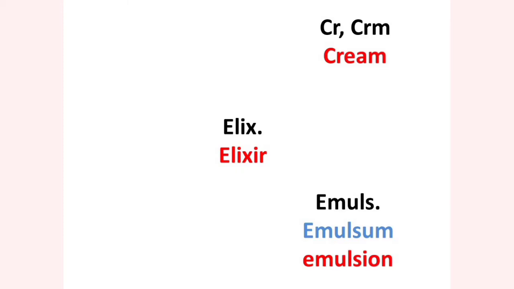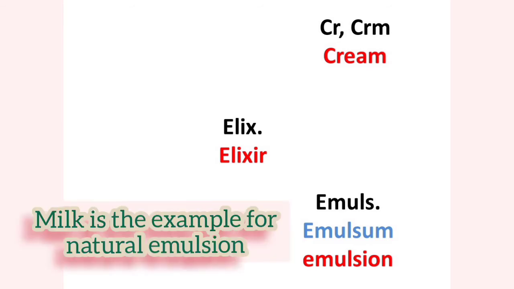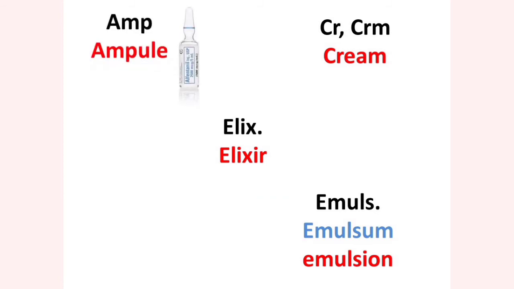Now you can see CR or CRM for cream, ELIX for elixir, EMULS for emulsion. In Latin it is known as emulsum, and in English it is emulsion. Emulsion is the mixture of oil and water by the use of an appropriate emulsifying agent. And another is AMP, which means ampule, which is hermetically sealed.